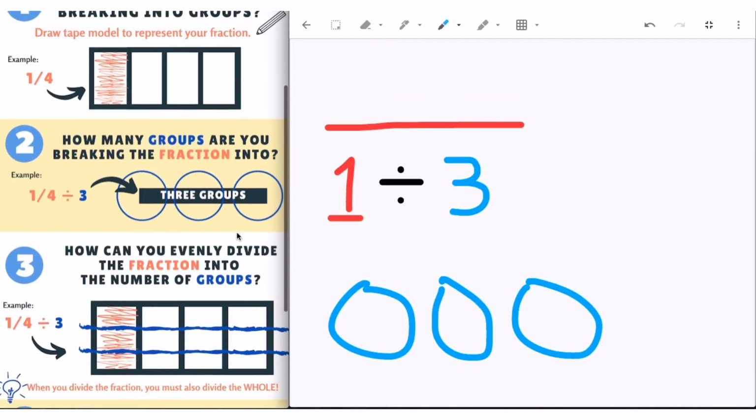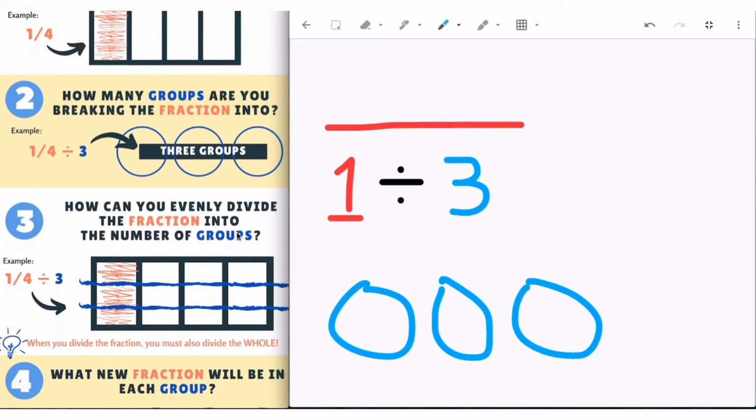Then I'm going back and I'm reading from my anchor chart. How can you evenly divide the fraction into the number of groups? Well, this is where it gets a little bit trickier because I have 1 whole, but I can't put 1 whole into each group this time. I have to think about a way to evenly divide these.